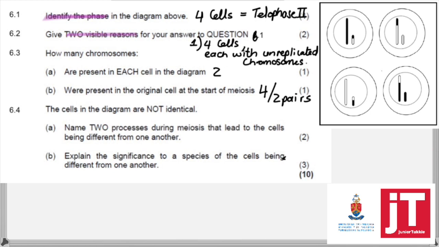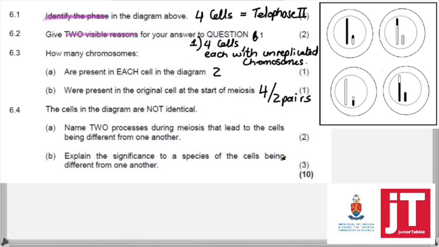This is a nice one. It addresses a little bit of genetics as well as meiosis. We're asked to name 2 processes during meiosis that lead to the cells being different from one another. Each of these gametes that arose from that one original cell is now genetically unique. They are not the same. What 2 processes during meiosis led to this?